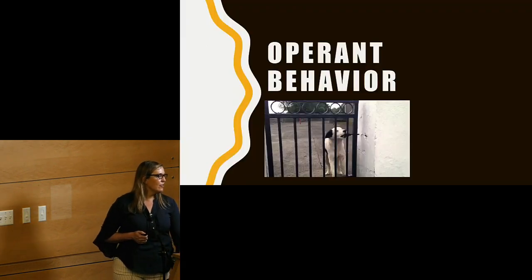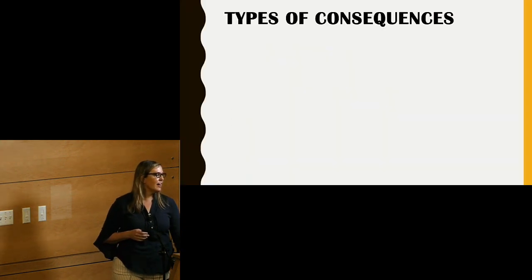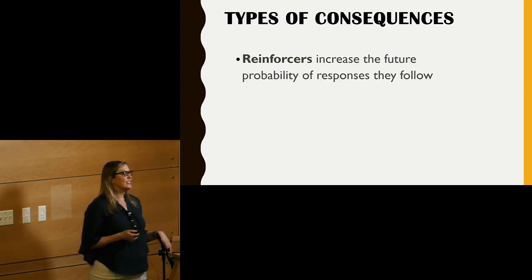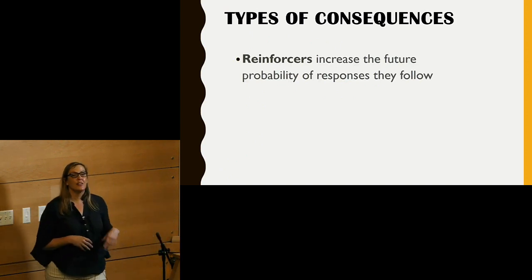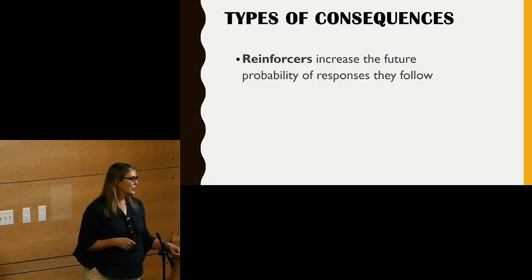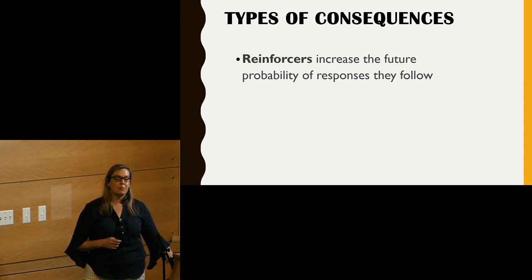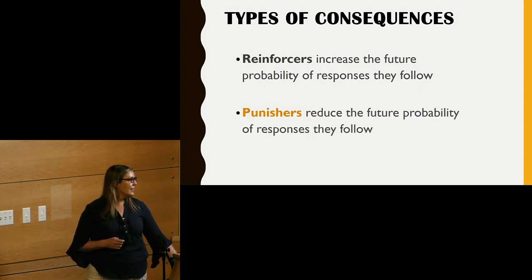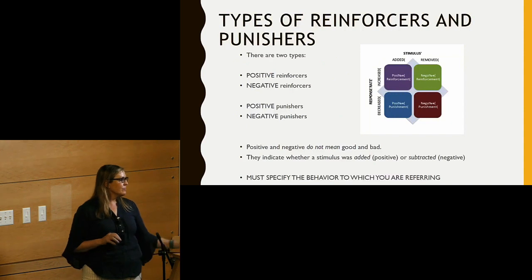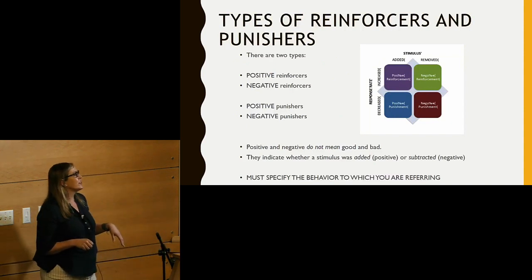So let's touch now on operant behavior, and then we'll tie that back in with Pavlovian. So we have several types of consequences. Of course, reinforcers increase the future probability of responses they follow. They make things more likely. Punishers reduce that probability, they make them less likely. And within that, we have two types, positive and negative reinforcers and punishers.